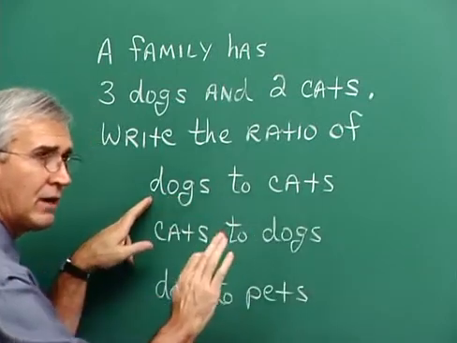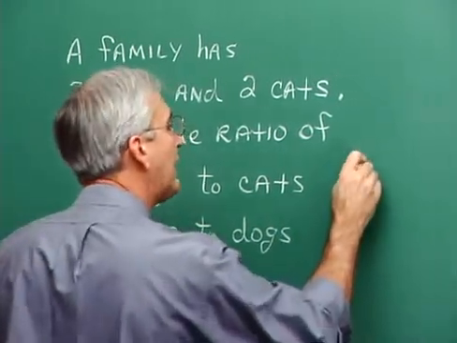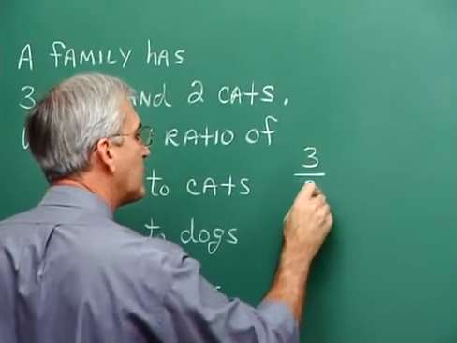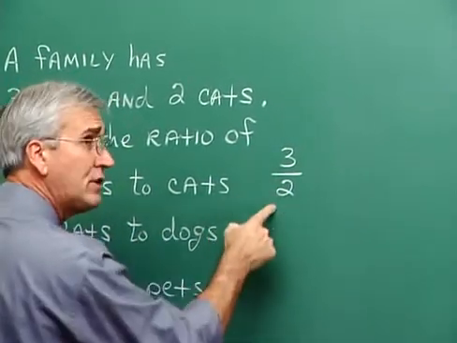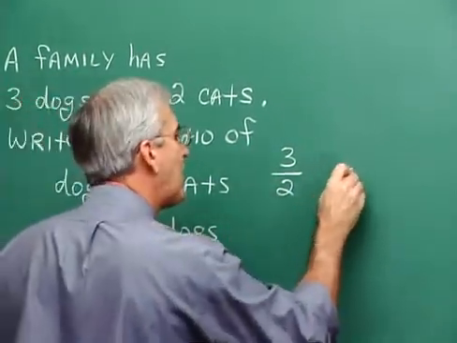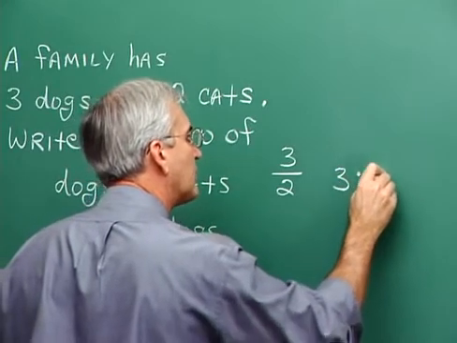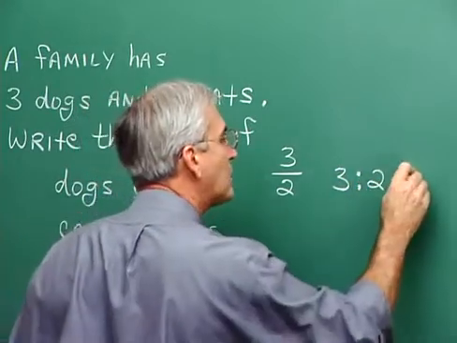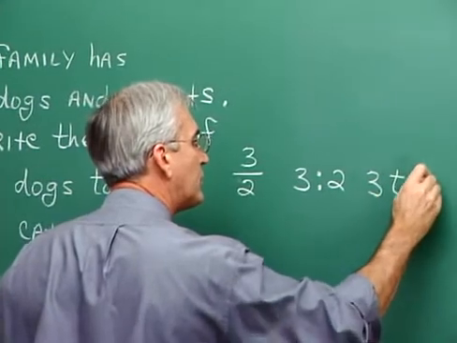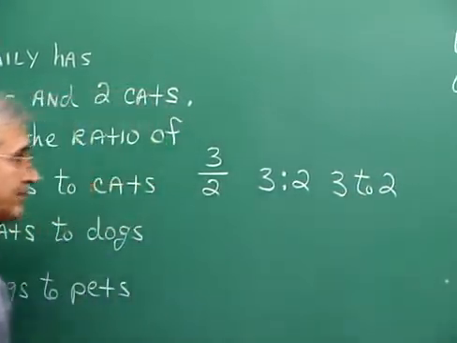And we can write that ratio in several ways. We can write it as a fraction, 3 over 2, like this. That's the ratio of 3 to 2. Or we can write it using a colon like this, 3:2. Or we could say 3 to 2 using the word "to".